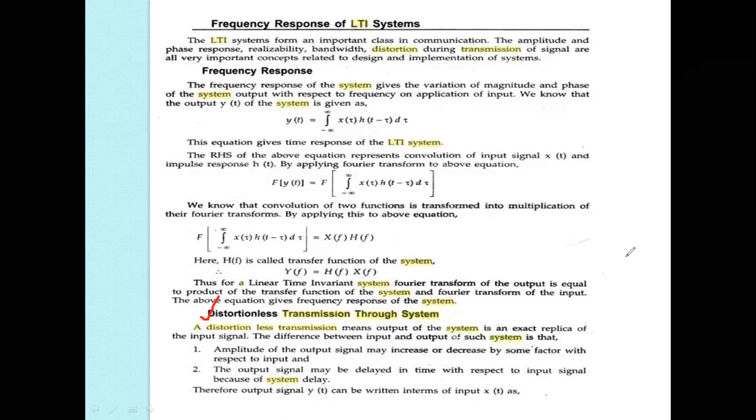We can call it distortionless transmission through a system. Okay, my dear students. A distortionless transmission means the output of the system is an exact replica of the input signal. That is nothing but distortionless. Whatever I send here is received at the receiver side without any distortion or without any noise added to the signal.